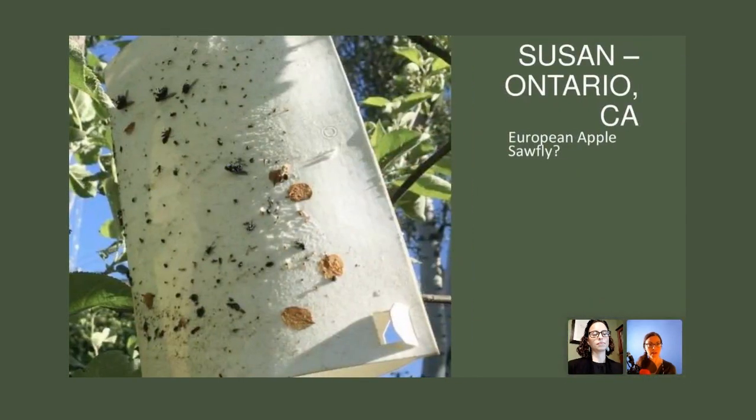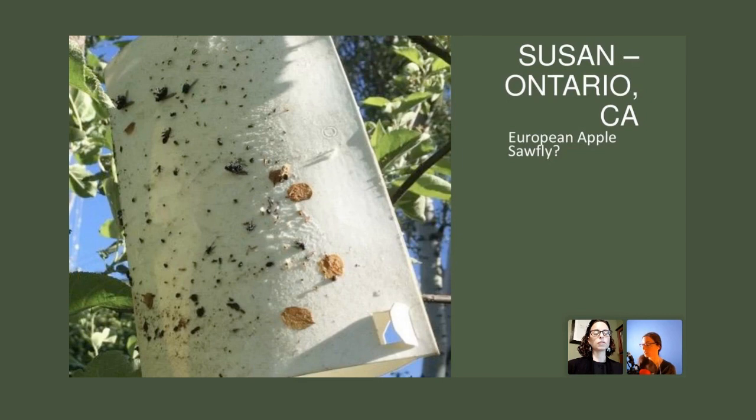And this is also me. That was a white trap that I put up specifically to see if I could catch European apple sawfly. And you said you thought there might be some on there. And again, when you look at that trap, what do you think? And how would you distinguish what you see?